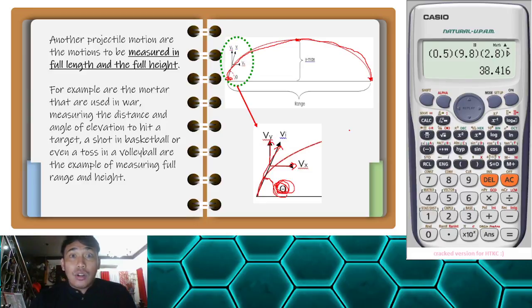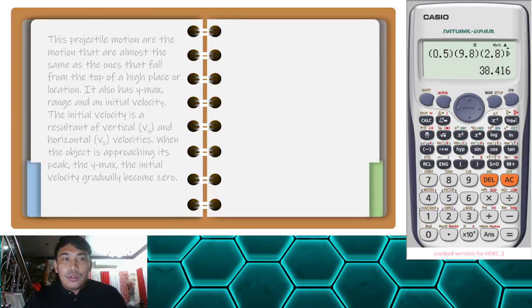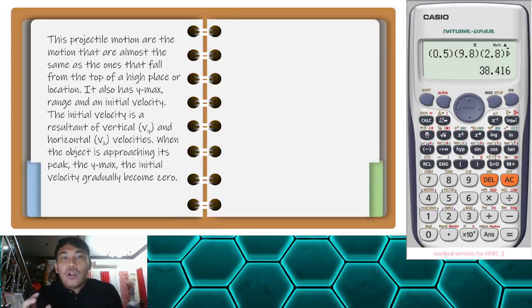We all know this from our previous lessons, that there is an x and y component whenever an object has an angled vector. Projectile motion is almost the same as the motion of objects that fall from the top of a high place. It has a y max, range, and initial velocity. All those three are present in our trajectories. The initial velocity is a resultant of our vertical and horizontal velocities.